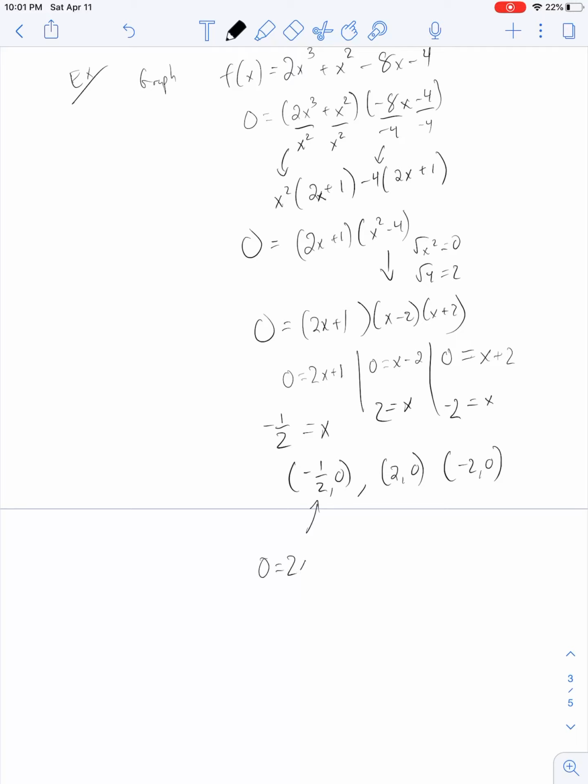So remember, this came from 0 equals 2x plus 1. Multiplicity is 1, so it's either going to be a line like this or a line like that, and it's going to go through.